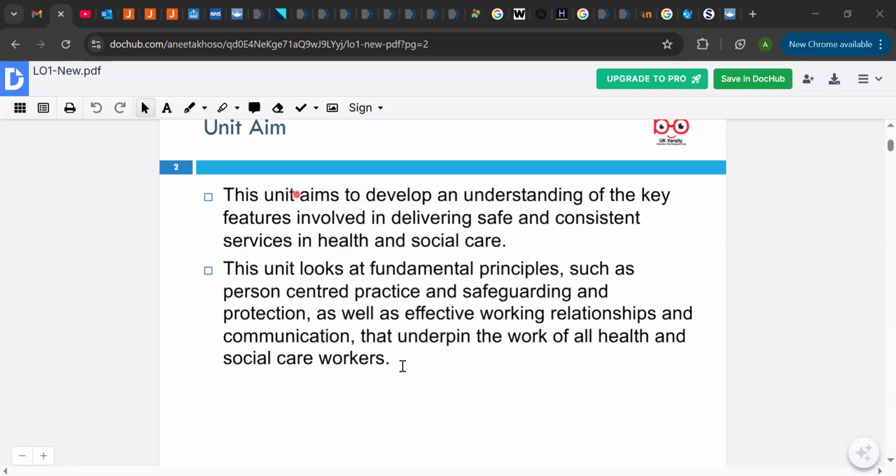We'll not get into this depth, but coming towards this unit's aim. It aims to develop your understanding of the key features that are involved in delivering safe and consistent care. Remember, you're delivering safe care, but it has to be consistent, so it doesn't vary from one person to another. You can tailor it according to the patient preferences, but your quality should be the same. It should be consistent throughout. This unit also looks at the fundamental principles such as person-centered practice and safeguarding and protection. Safeguarding is not my duty, it's not your duty, it's everyone's duty. Remember that. As well as effective working relationships and communications that underpin the work of all health and social care workers.